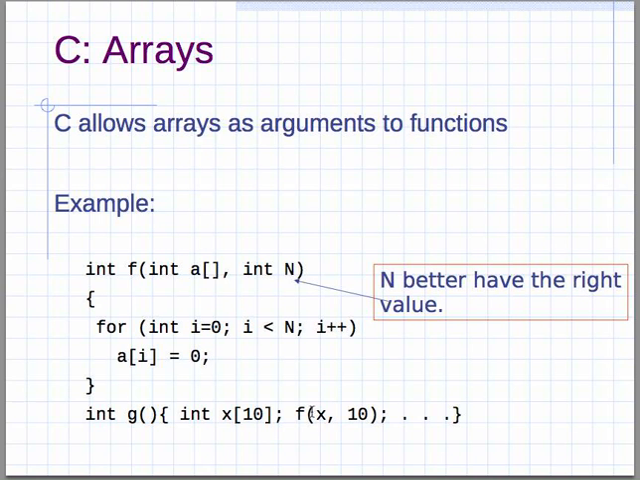So when you say f of x, and x is an array, you're passing in the address of x sub 0, the first location of x. What you have here is the location of essentially x sub 0, but it's being called a, or a sub 0. So a sub 0 will be the same as x sub 0, a sub 1 will be the same as x sub 1, and so on.